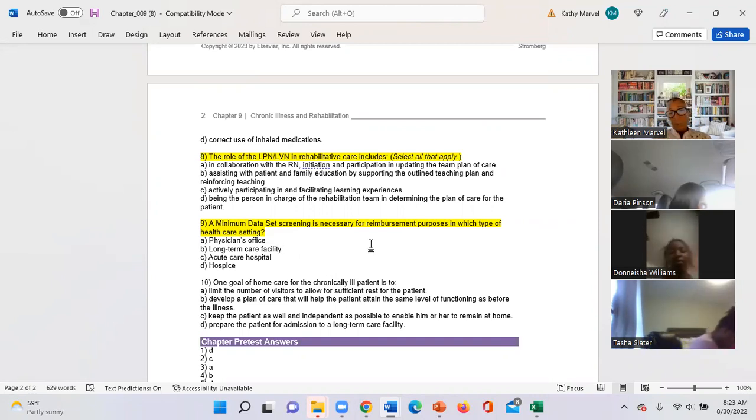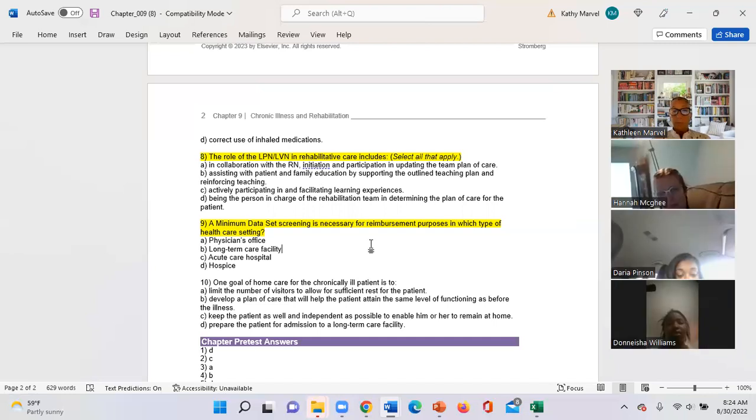But maybe you could limit the answers that possibly are correct. What is this chapter about? Chronic illness and rehabilitation. So knowing that, what might be the correct answer if you have no idea?